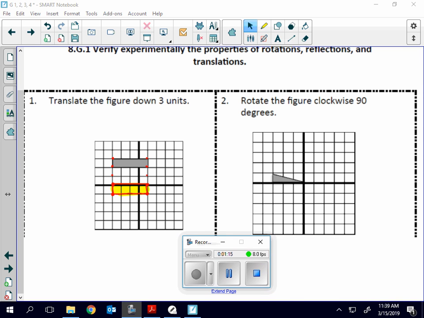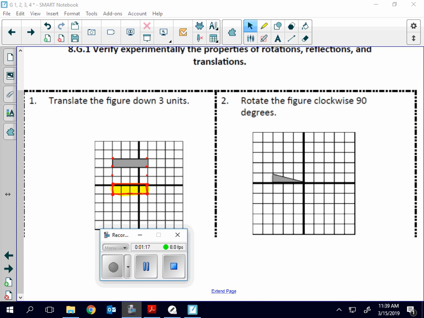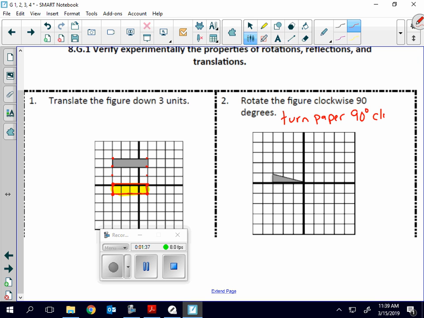Okay, number 2. We're going to rotate this 90 degrees clockwise. So you're going to take your whole paper. I can't do that, but you can. You can take your whole paper and rotate it 90 degrees clockwise and read these coordinates. In fact, I'm going to write that on here. Turn paper 90 degrees clockwise and read new coordinates.